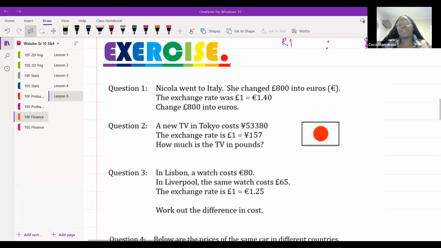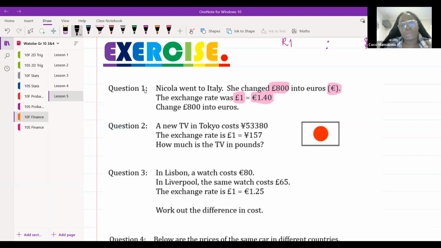Okay. All right. Let's look at the first question over here. The first question says, Nicola went to Italy. She changed 800 pounds to euros. So we're going from pounds to euros. Now it says the exchange rate is 1 pound is equal to €1.40. Change 800 pounds into euros.